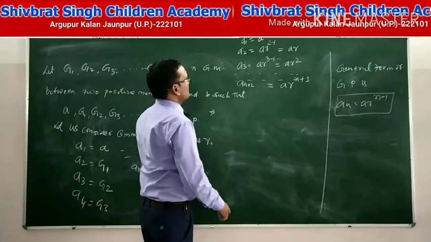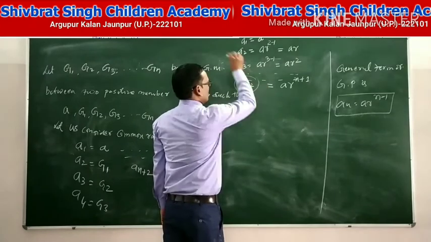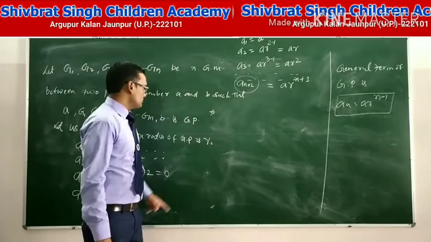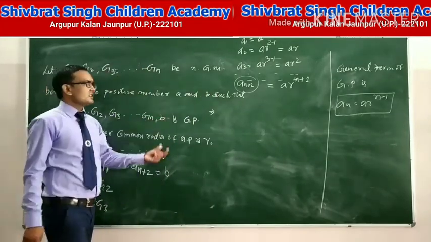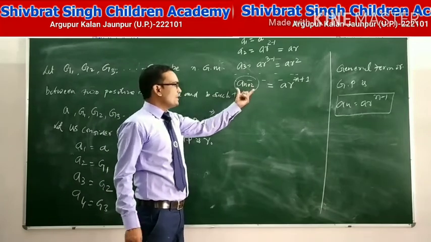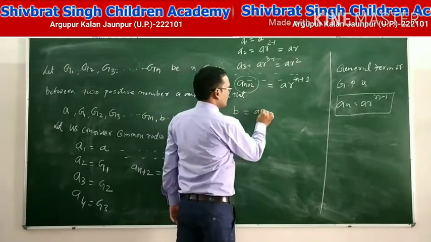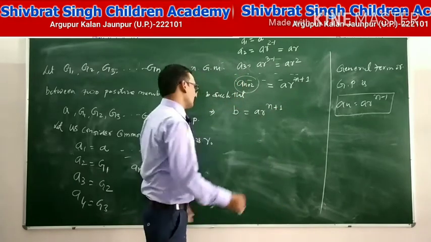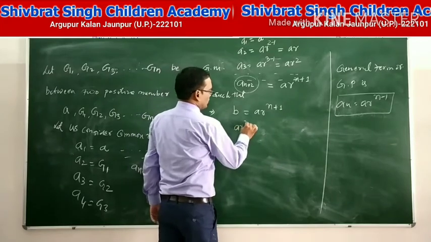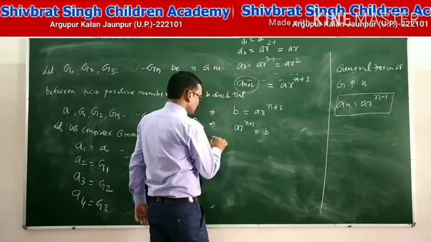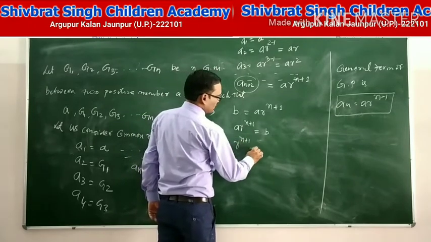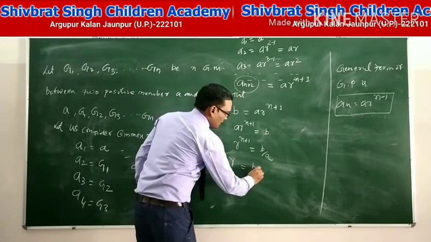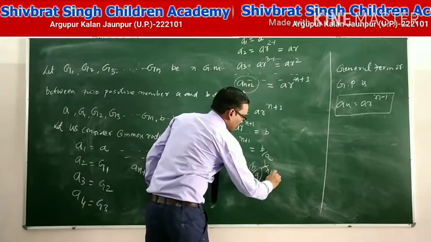Here the value of a(n+2) is equal to B. The last term of this GP is B. Then put the value of a(n+2) equal to B and find the value of r. This implies that a r to the power n plus 1 equals B. This implies that r to the power n plus 1 equals B upon A. This implies that r equals (B upon A) to the power 1 upon n plus 1.